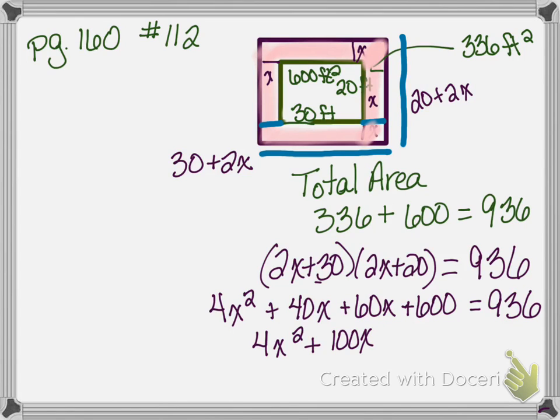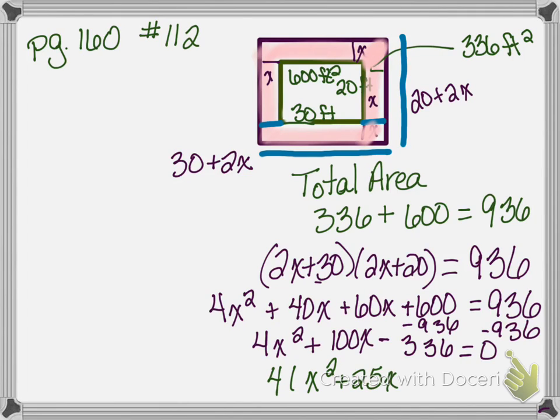But in order to solve this, I need to set it equal to 0. So I actually need to go ahead and subtract 936 from both sides to get that set equal to 0. And when I do that, I'm left with minus 336 equals 0. Now, I can also take a 4 out of this before I solve this. So I'm going to do 4, and then I'm left with x squared plus 25x minus 84. Now, I need to confirm that that's 84, but I'm pretty sure that's what that is. So I need to do 336 divided by 4, and I do get 84.